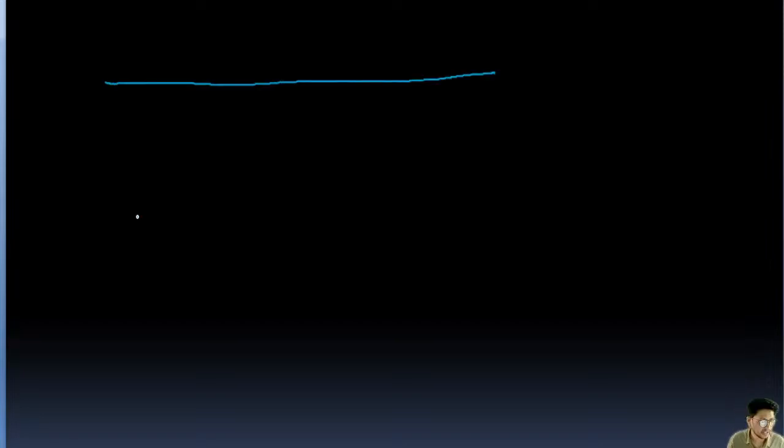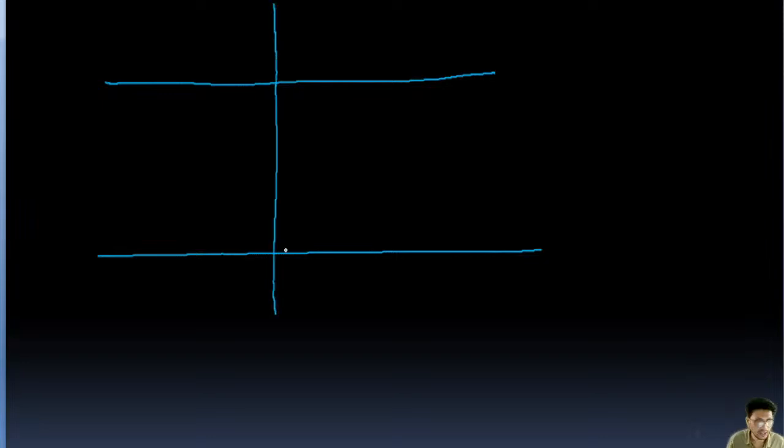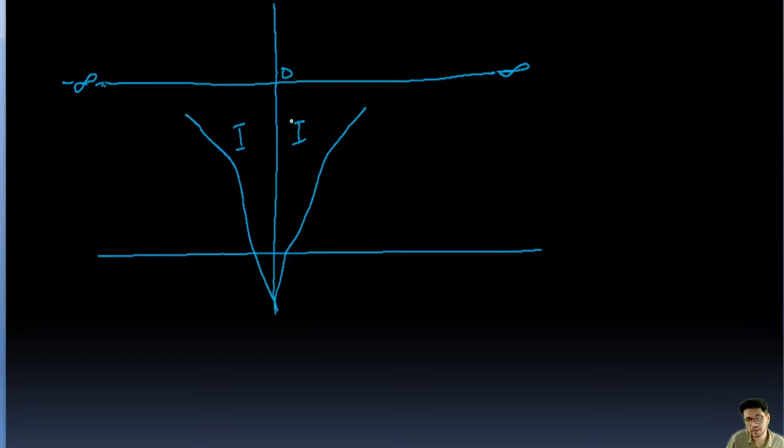This is a straight line, guys. And this is a straight line, and this is also a straight line. This is 0, and this tends to infinity, and this is minus infinity. This is like this, and this is like this. Okay, this is the Dirac delta. This is region first, and this is region second.